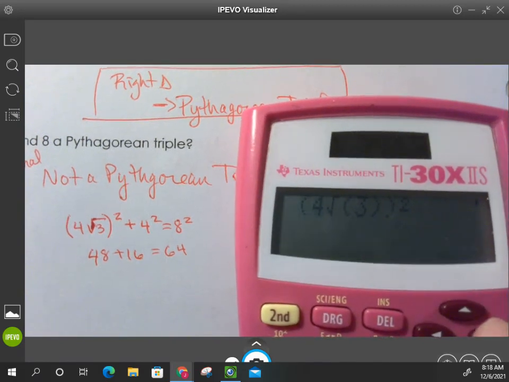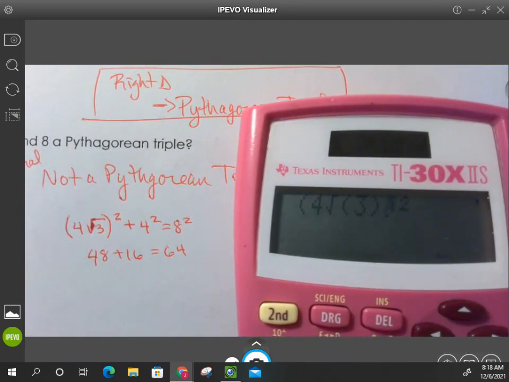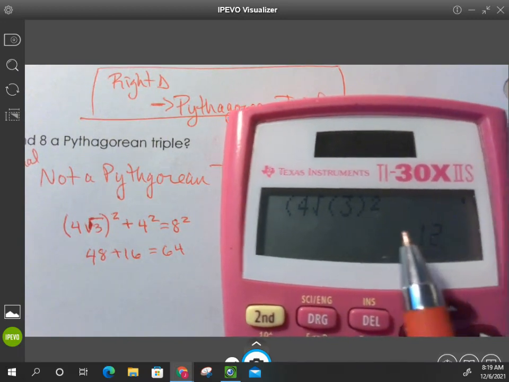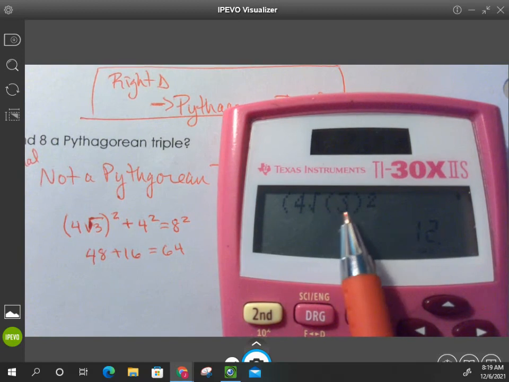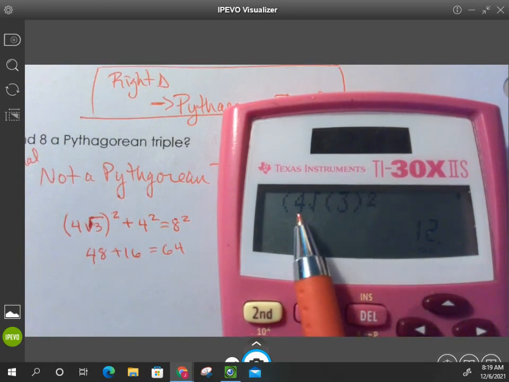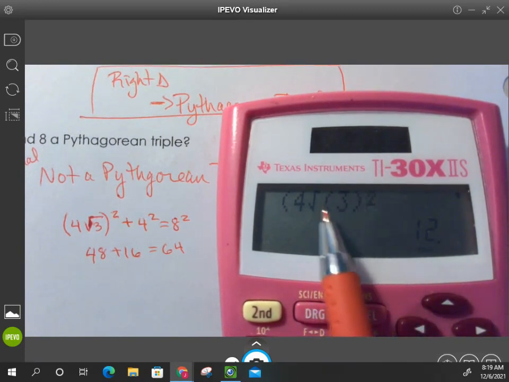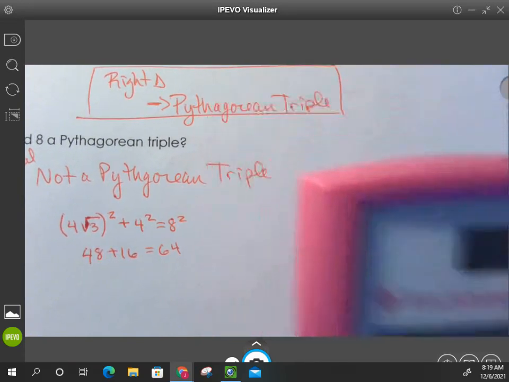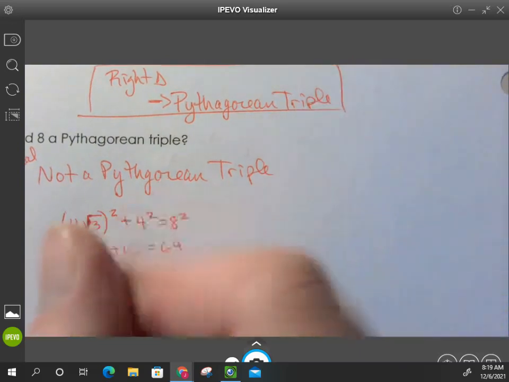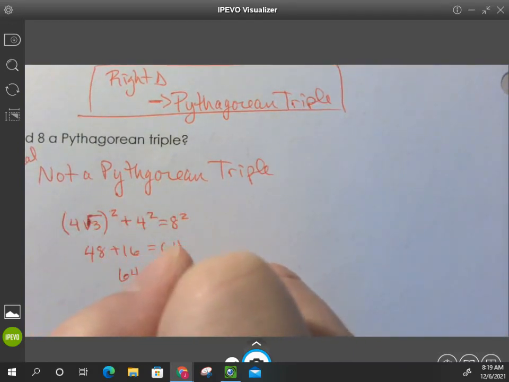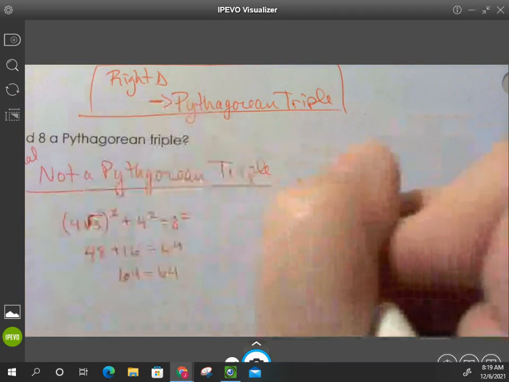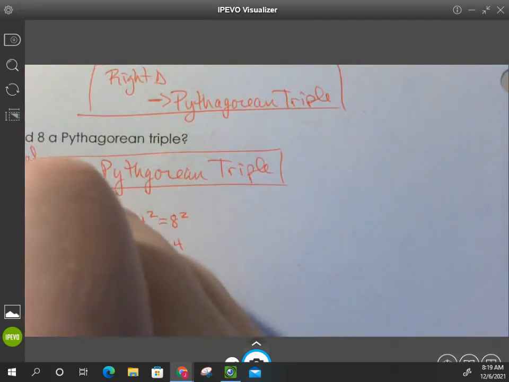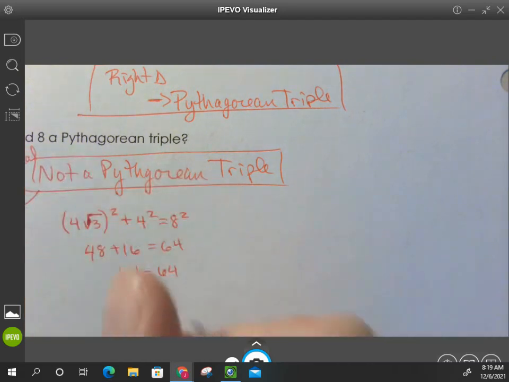Just want to show you, if I would take out this parenthesis, I get that 12 again. Your calculator is squaring this 3 first and then multiplying it by 4. So it's saying square root of 3 squared is 3, times 4 is 12. So you be really careful. All right, 48 and 16 is 64. So listen, it's not a Pythagorean triple because of that decimal, but it is a right triangle.